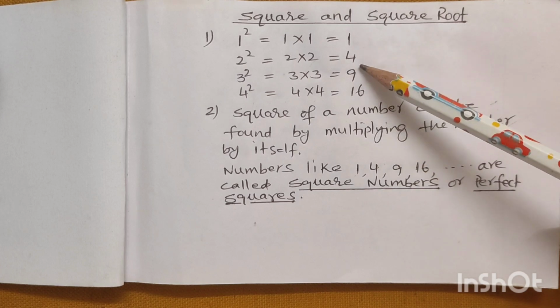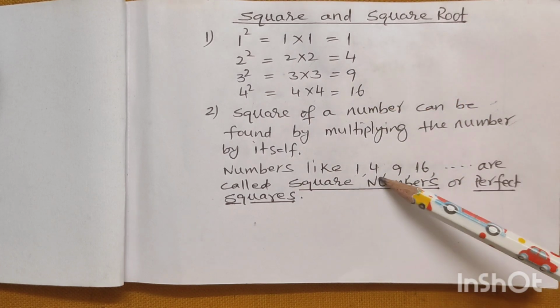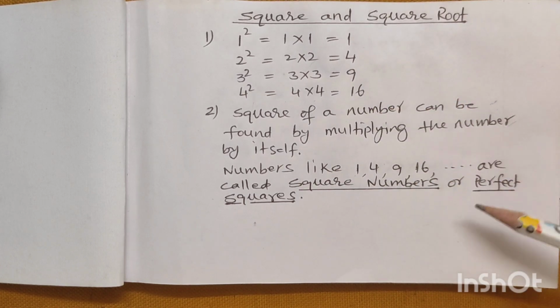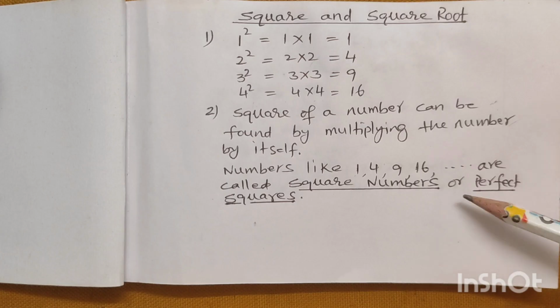Numbers like 1, 4, 9, 16 are called square numbers or perfect squares.